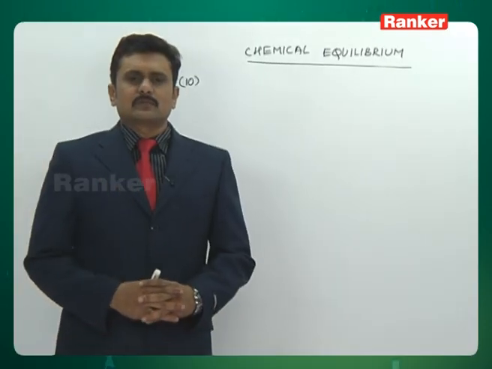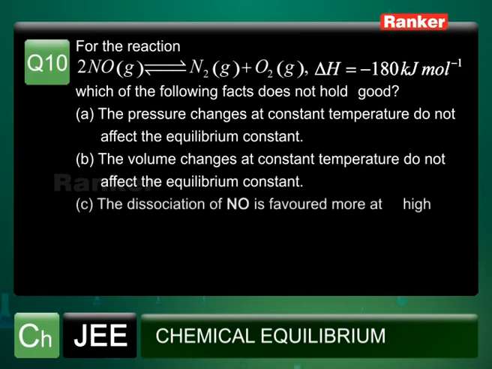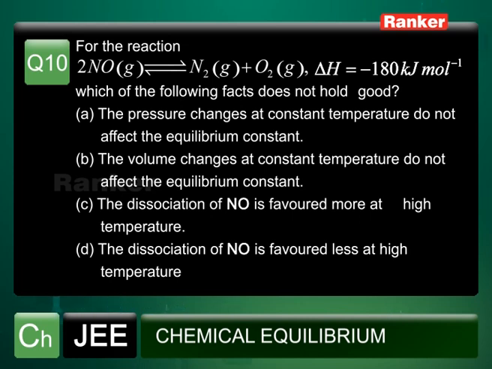We have a reaction where NO is dissociating into N2 and O2, which is an exothermic reaction. Then it is asked which of the following does not hold good for the given equilibrium.